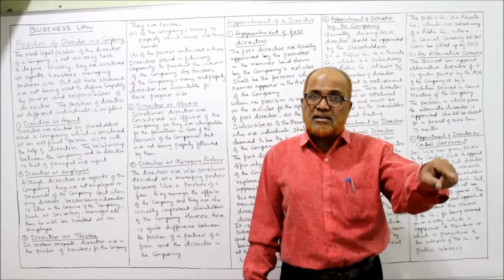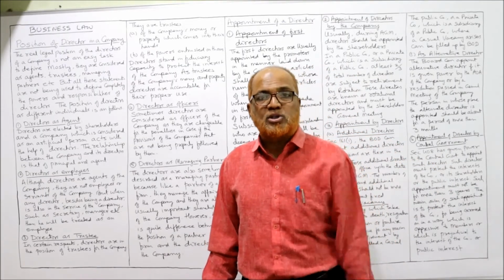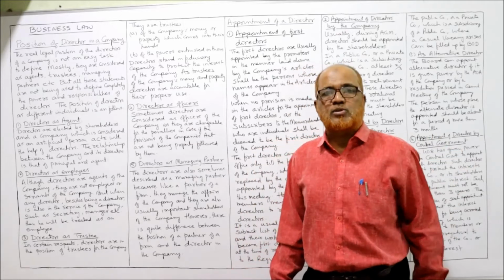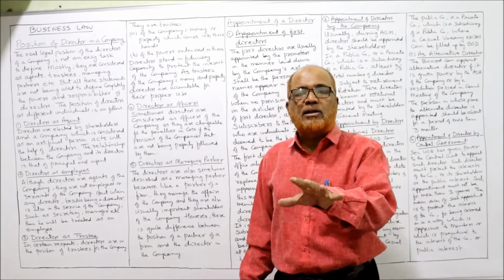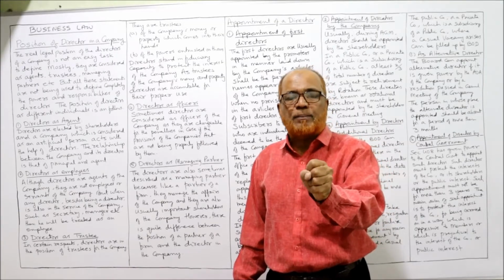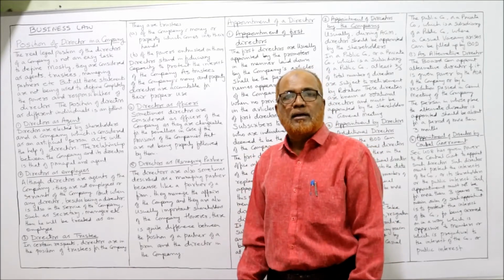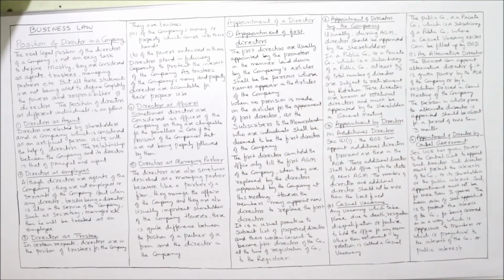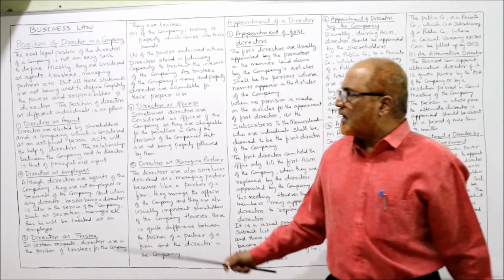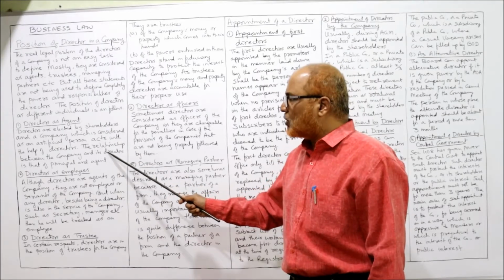Any act of the directors beyond the powers of the company is called an ultra vires act. In that case, the directors are personally responsible, not the company. That is why the directors have to perform within the ambit of the powers of the company. In this way, the directors will be called agents of the company.